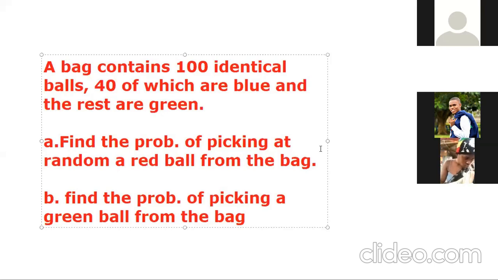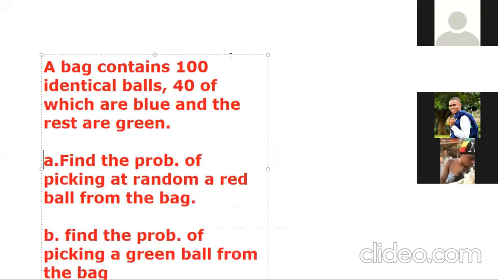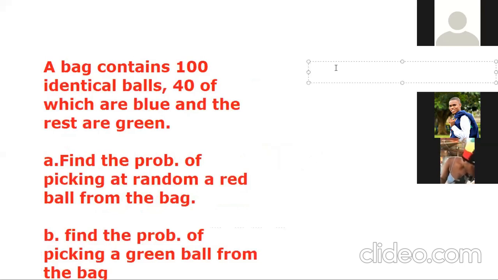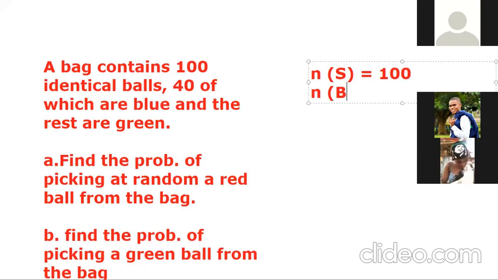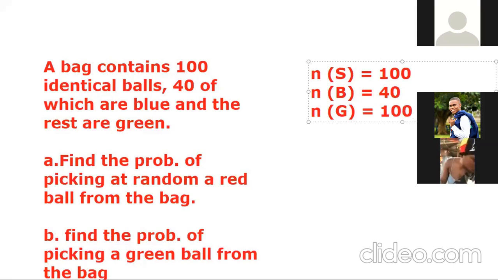Okay, so let's solve it. It says that a bag contains 100 identical balls. Therefore, our sample space, that's our total number of the sample, will be 100. Now, it says 40 of which are blue. So the number of blue balls is equal to 40. And the rest are green. Therefore, the number of green balls is equal to 100 minus 40, which will give us 60.